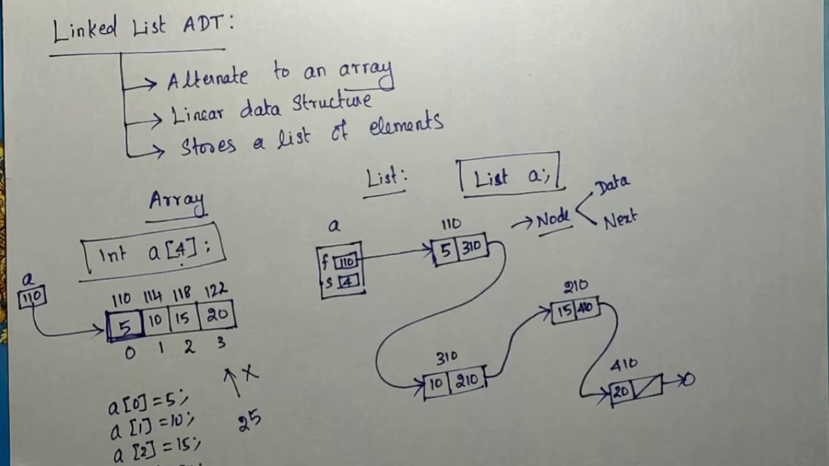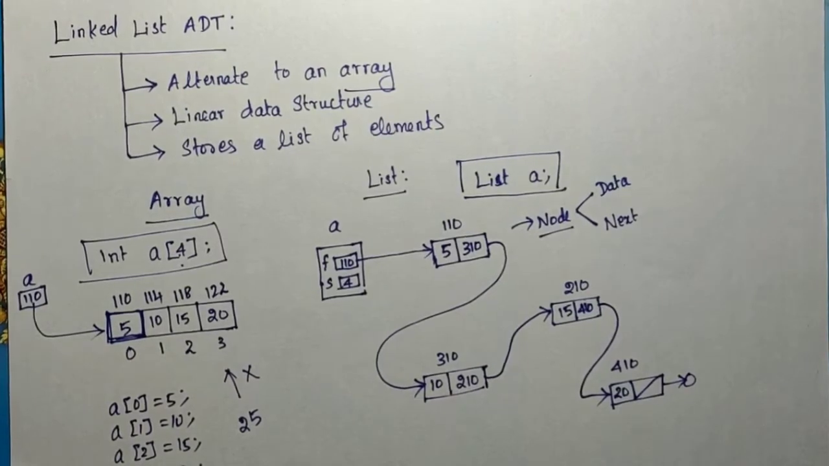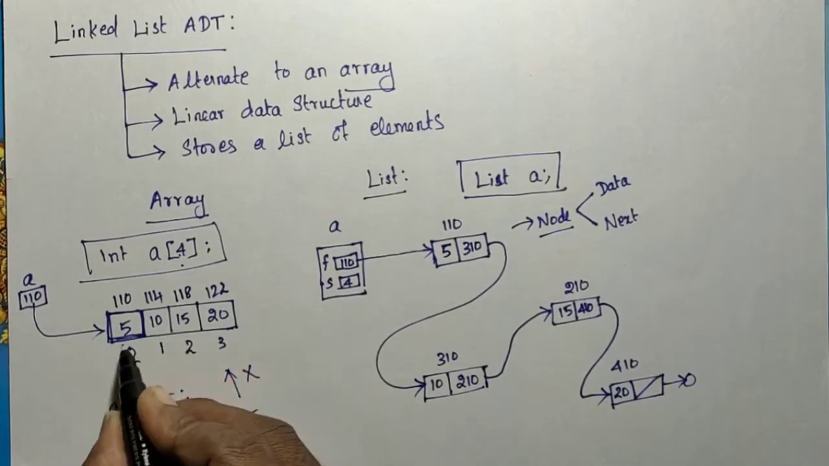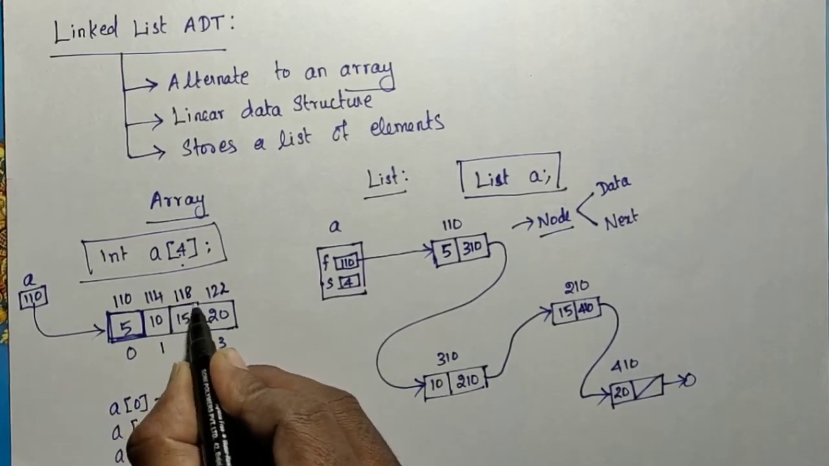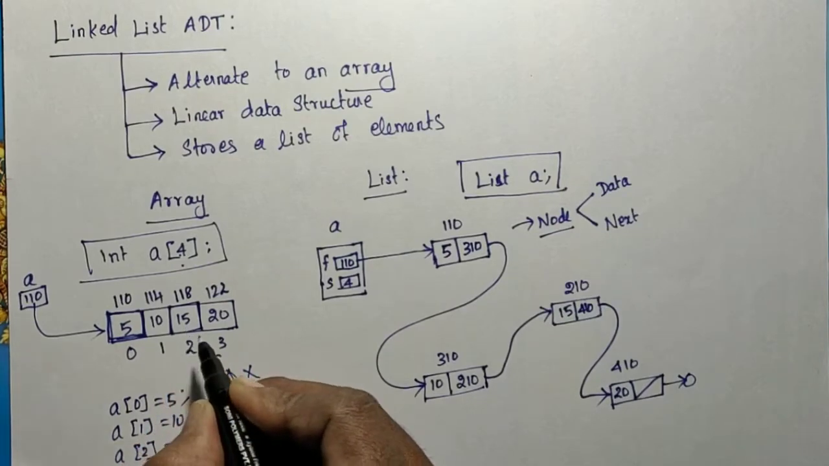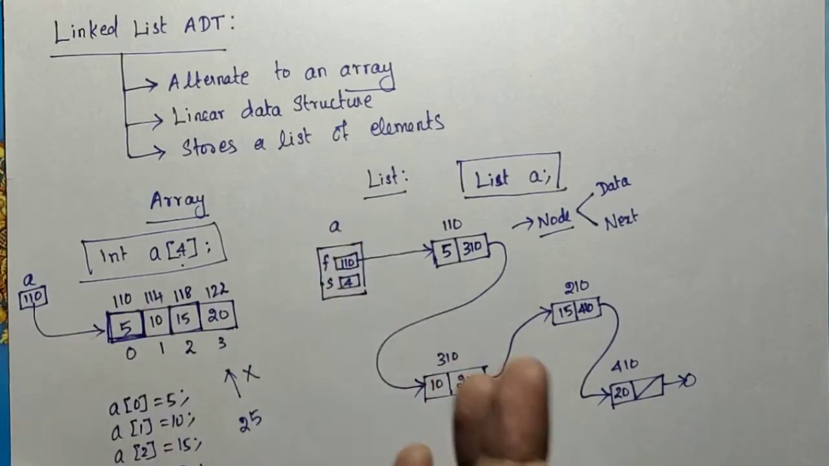The next one is deletion. Suppose you don't want the 15, and in between you want to delete one element from the array. For example, if you want to delete that 15, what you can do is use some procedure.